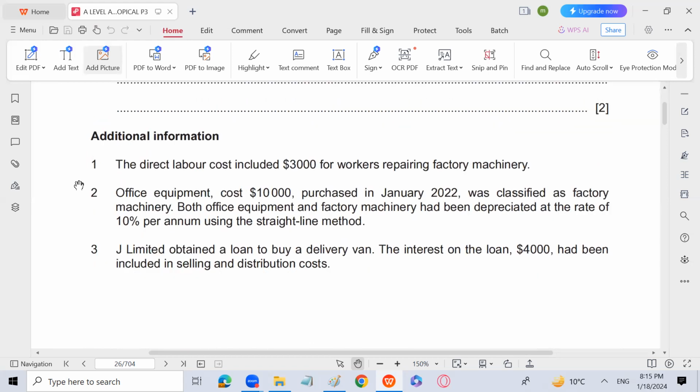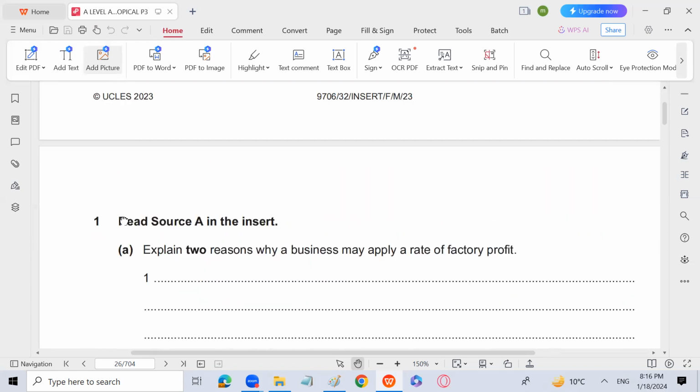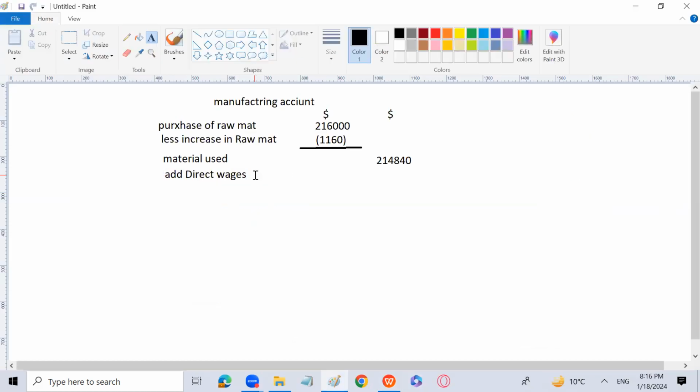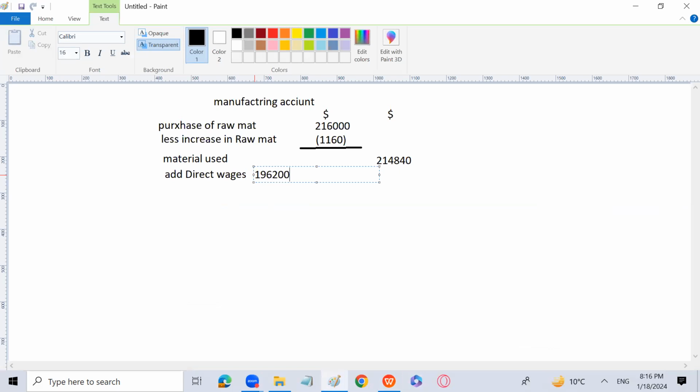The direct labor cost includes 3,000 for workers repairing factory machine. So the question tells you that 3,000 relates to the repair of factory machine, and that amount is included in direct labor. So it's not a part of direct labor, it is indirect labor. That needs to be subtracted. So 3,000 will be subtracted from direct labor. What is the amount of direct labor? Direct labor is 196,200, right over here. 196,200 minus 3,000 is 193,200. 193,200 is the answer which we are going to write for direct labor.